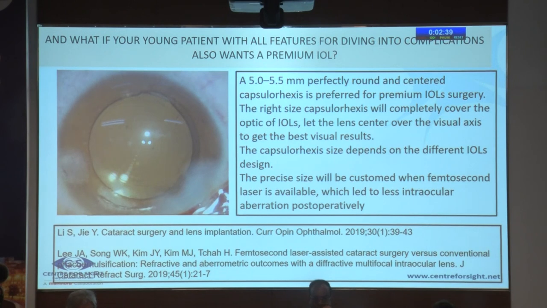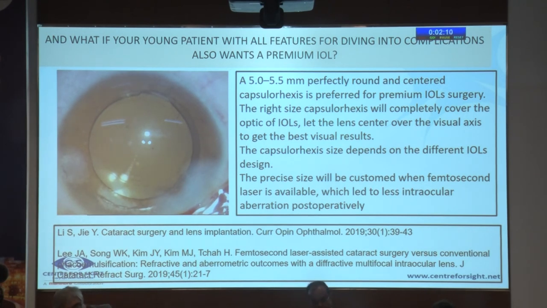And what if our patient has all the features of diving into complications, but also wants a premium IOL? Now, we want a 5 to 5.5 millimeter, perfectly round centered capsular rhexis, which is a preferred choice for premium IOLs. If you've got the right size of capsular rhexis, it completely covers the optic of the IOL, lets the IOL center with the visual axis, and you get the best visual results. Your patient is happy and you too are happy.